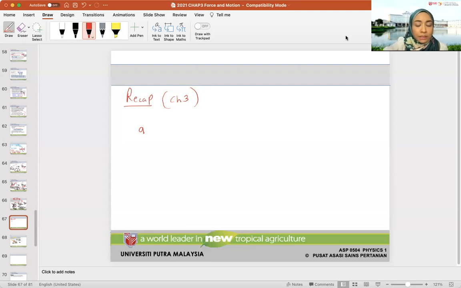So I'm doing a recap of chapter 3, and we have already learned that we have two conditions for a system in equilibrium, which means that acceleration needs to be equal to 0. This is the condition: a equals 0, or F net is equal to 0. Now, when you have F net equal to 0, it means that both the net in Fx and the net in Fy are also equal to 0. Okay, so that is our condition.